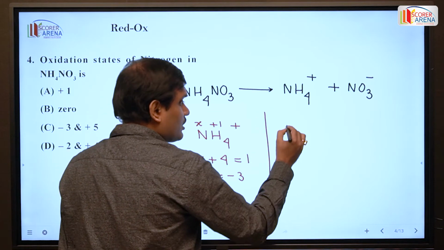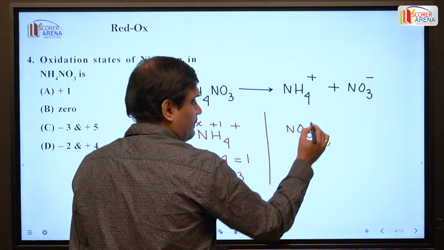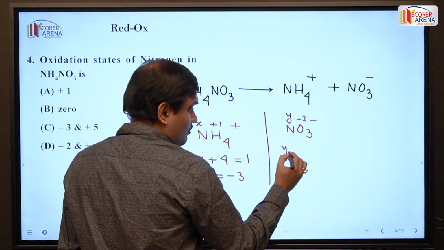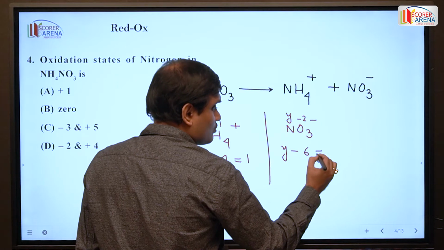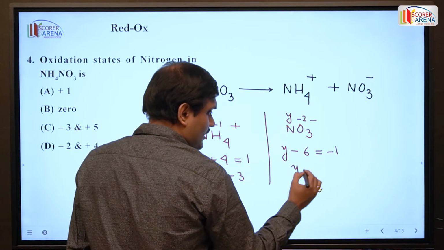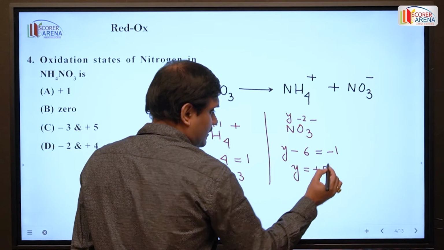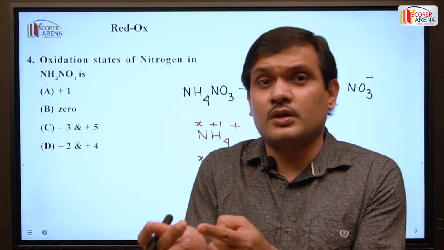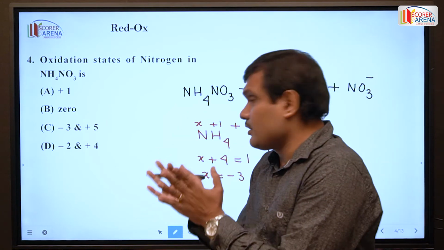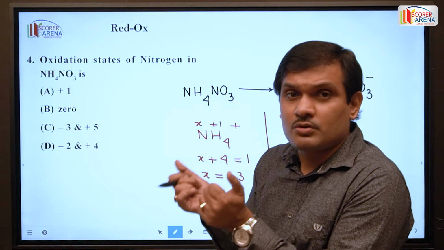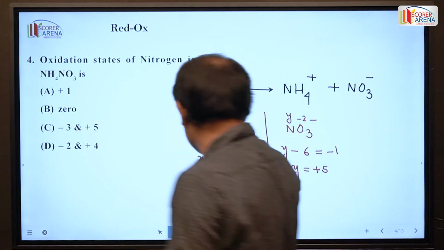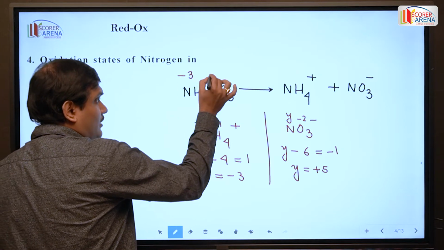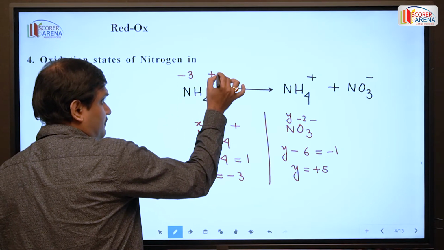Similarly for NO3 minus, take nitrogen as Y, oxygen minus 2. So we will get Y minus 6 equals minus 1, and hence Y is equal to plus 5. So in NH4NO3, definitely the 2 nitrogen atoms are in 2 different oxidation states. Nitrogen of NH4 plus is minus 3, and in NO3 minus it is plus 5.